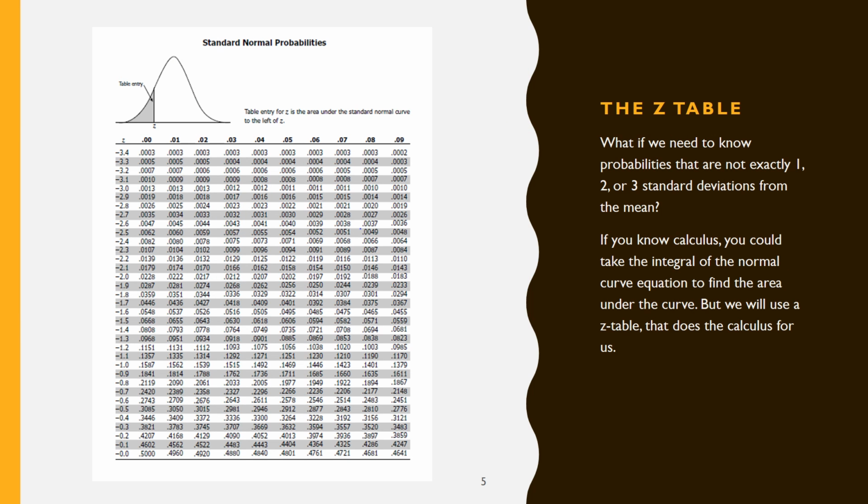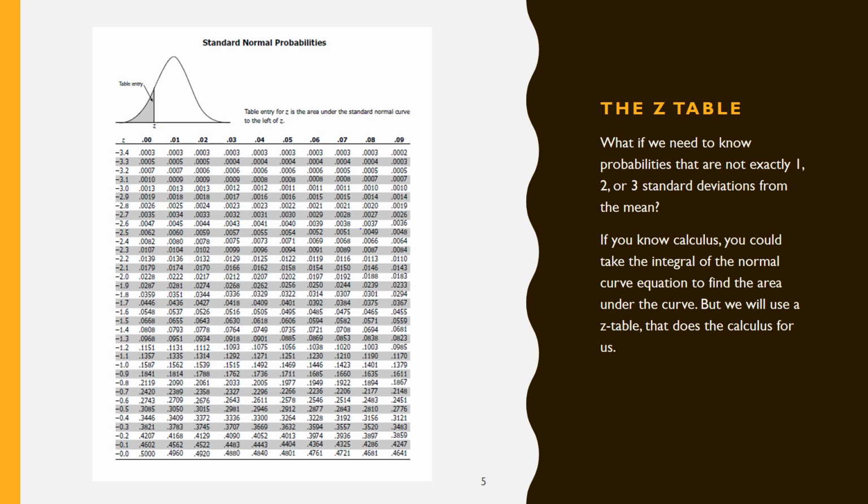Okay, what happens if you have a z-score that is not exactly 1, 2, 3, or -1, -2, or -3? It's not an exact whole number. What are you going to do? You can't really find the probabilities. You can probably estimate it a little bit, but you're not going to get very precise. So what we have here is a table of z-scores and their probabilities. And you can see that's called the standard normal probabilities because if you have a normal distribution and they are z-scores, then you have a standard normal distribution.